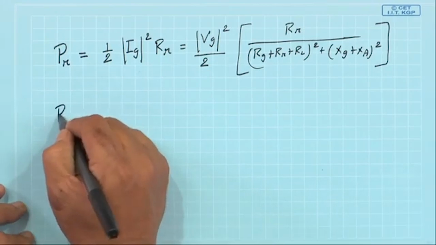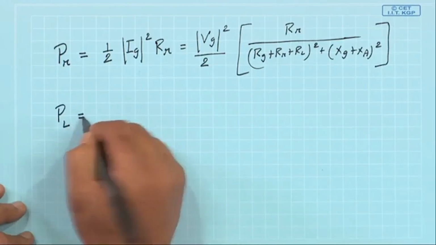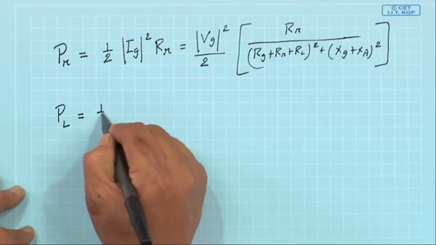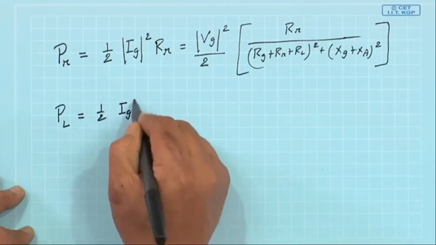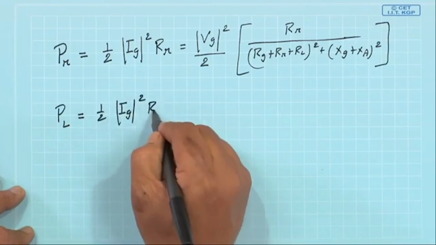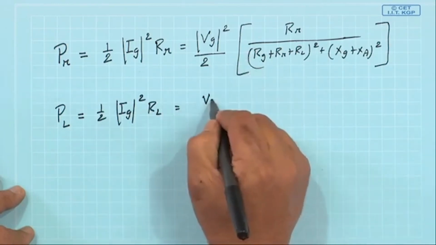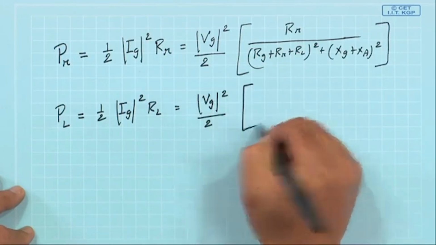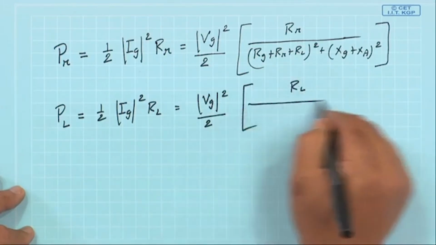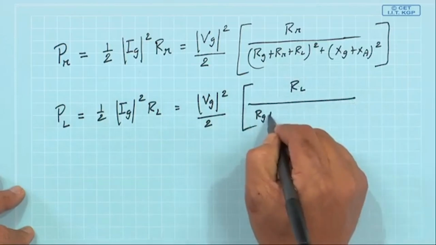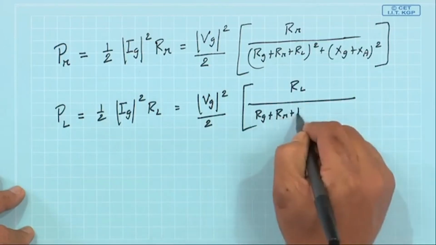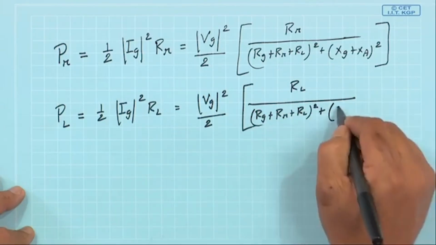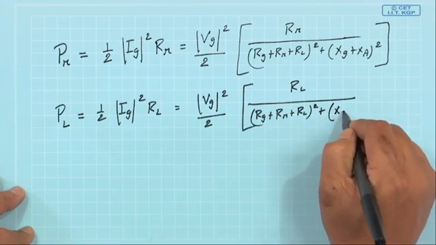Similarly, the other part, that is the power lost, power dissipated as heat in the antenna, that will be half I g square R L. Clear concept. So, that is the reason we always try to find the equivalent circuit.